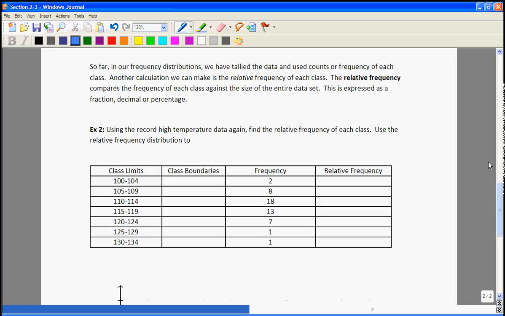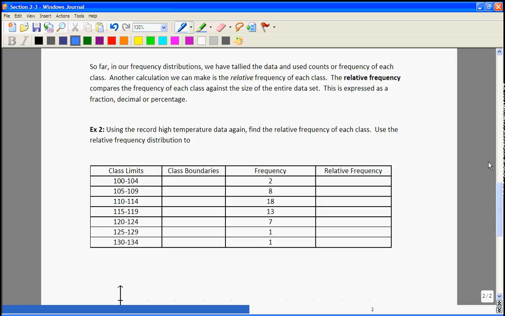So what we've done so far, with our frequency distributions, we've tallied the data, counting how many data values fell within a certain class, and we use those counts on our histogram. Another calculation we can make is the relative frequency of each class. The relative frequency compares the frequency of each class against the size of the entire data set. So rather than just the count, we're going to have this proportion. The relative frequency usually will be expressed as a fraction, a decimal, or a percentage.